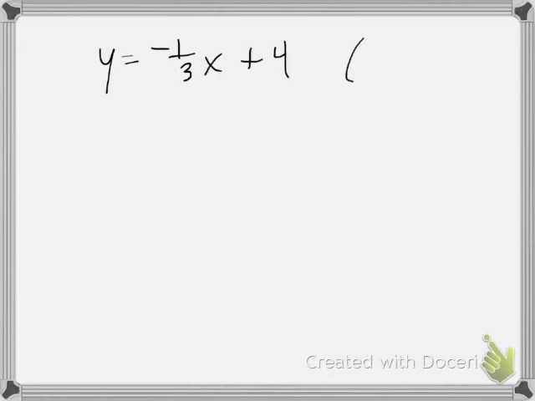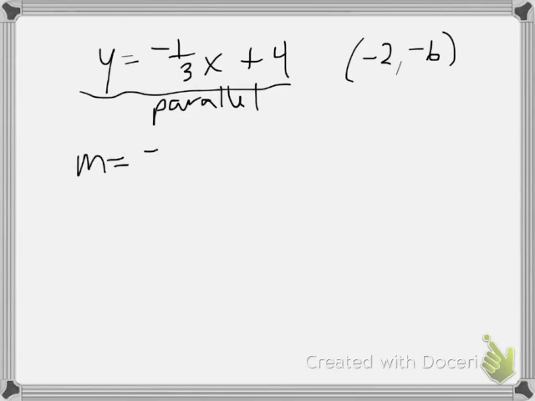And again, I'm passing through the point -2, -6. This again is my parallel line. What's special about a parallel line? Well, what's special is the slope is equal. So that's what keeps them parallel and never touching. So I'm just going to grab the slope from the parallel line, -1/3, and I'm going to use the point -2, -6 to write the equation of my line.